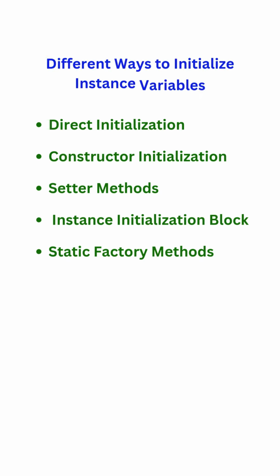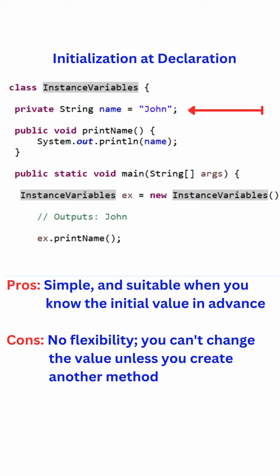What are different ways to initialize instance variables in Java? Direct initialization, constructor initialization, setter methods, instance initialization block, static factory methods.